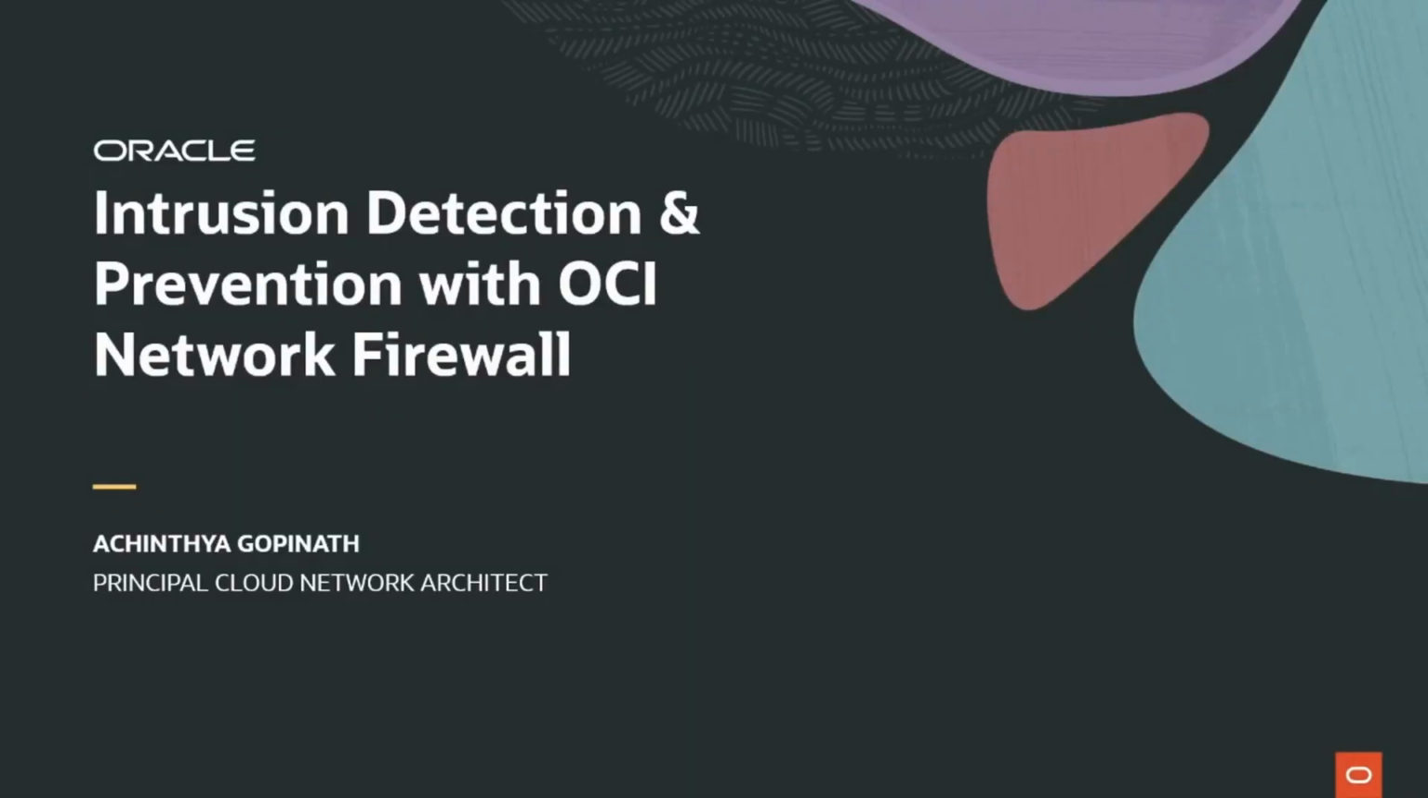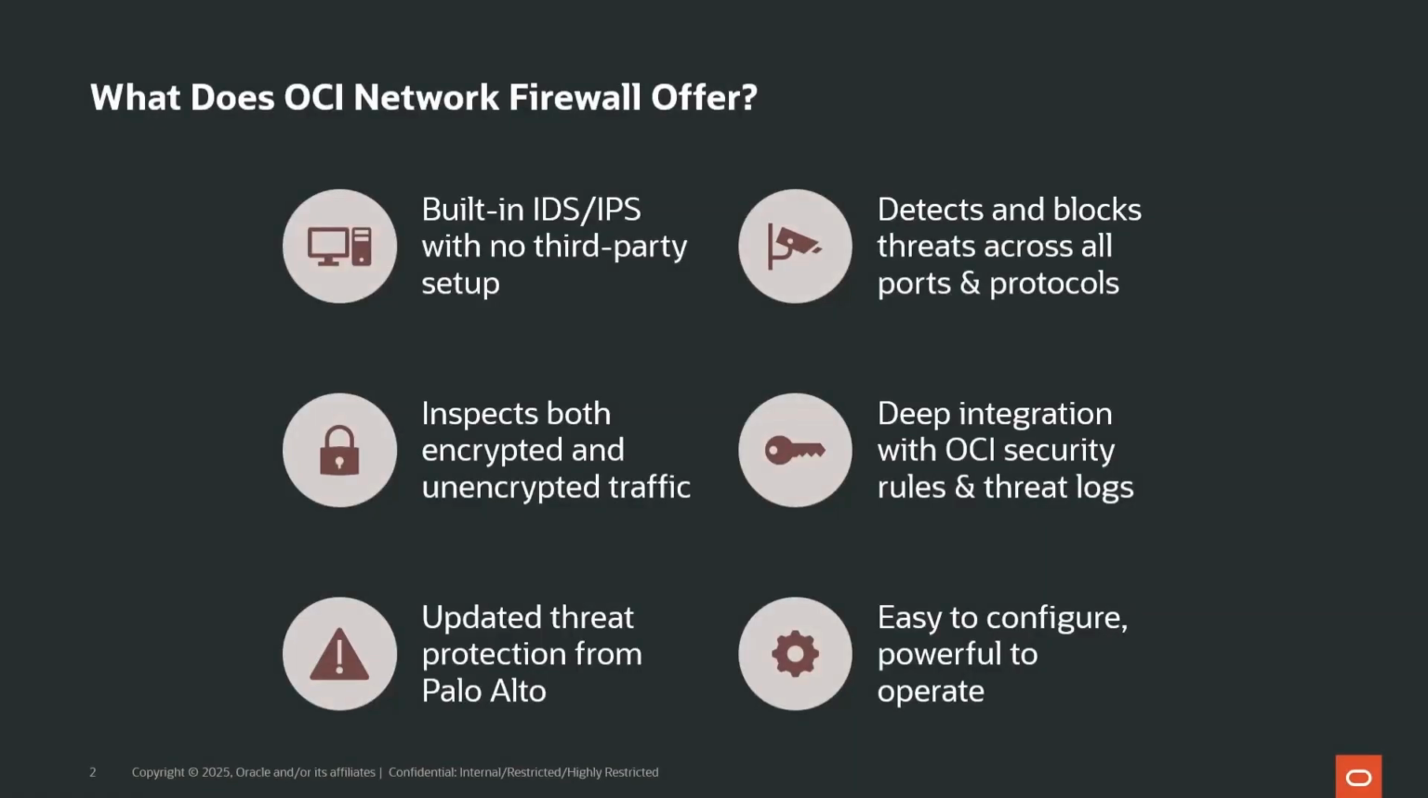Welcome. In this video, we'll look at how the intrusion detection and prevention feature works within the Oracle Cloud Infrastructure Network Firewall. This is a built-in capability that helps you secure your VCN traffic with advanced real-time threat protection. Intrusion detection and prevention are two crucial security features in the OCI network firewall that help protect networks from malicious activities. OCI network firewall includes industry-leading threat detection from Palo Alto.